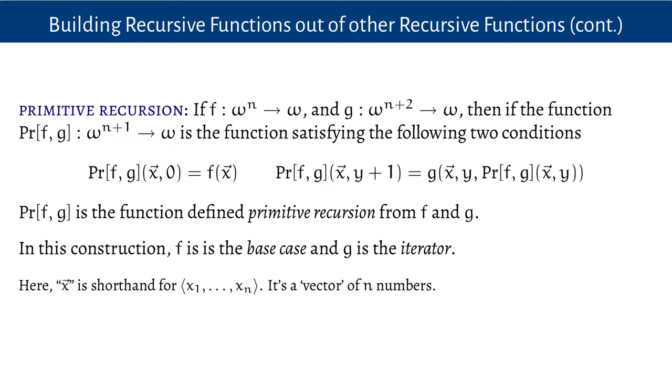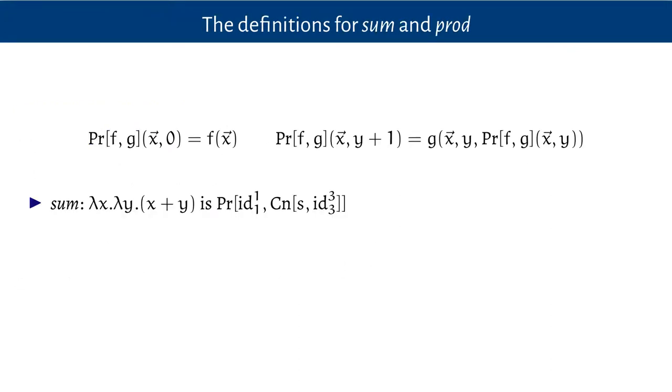And then we're going to use it again and again and again. How many times will we use it? We will use it y more times. So here's how the setup works in the case of prod and sum. Here's the sum function, the function which takes two inputs and returns their sum. It's the primitive recursion of the ID11 function. That's a one input function for the base case, and the composition of successor and ID33. That is a three input function for the iterator.